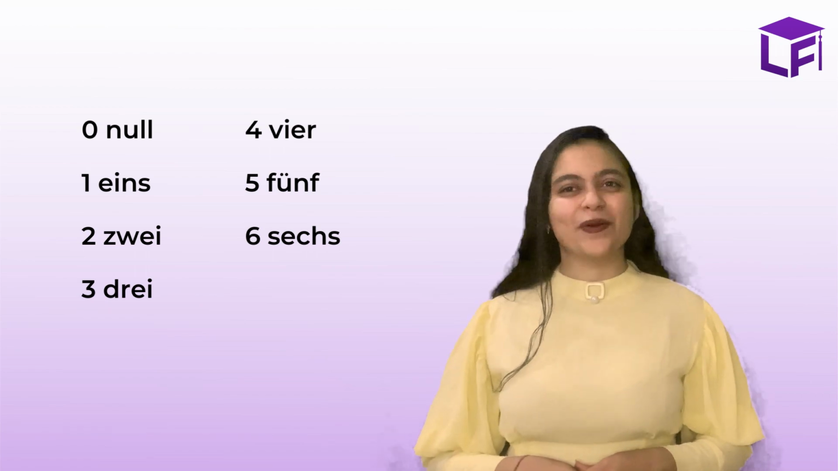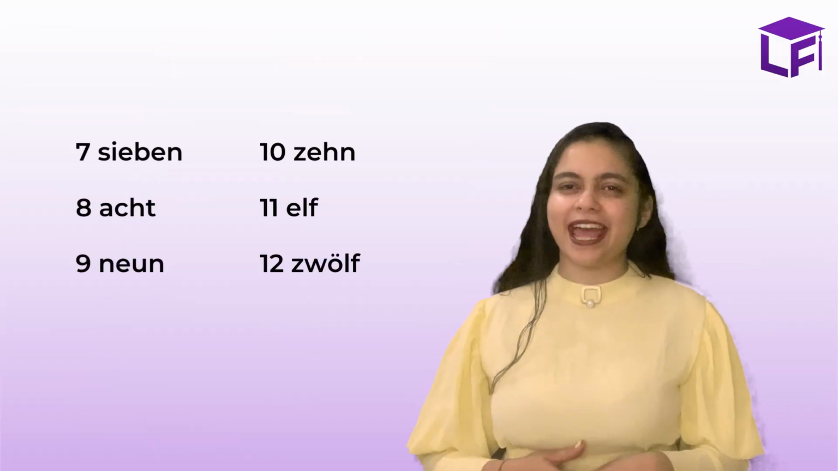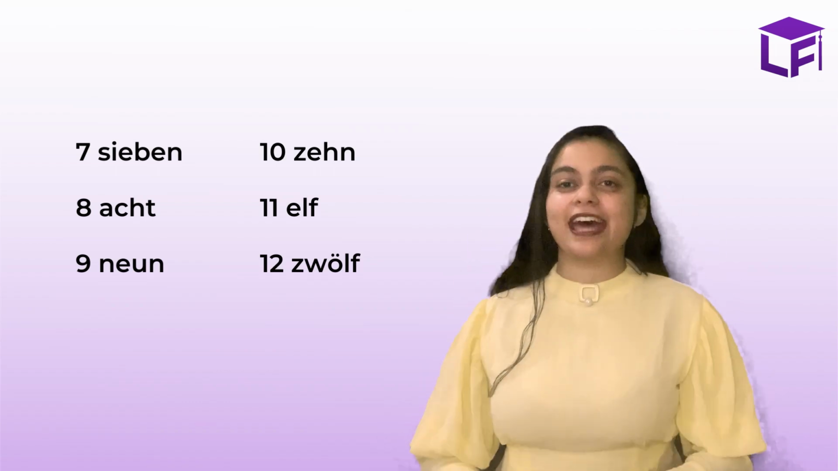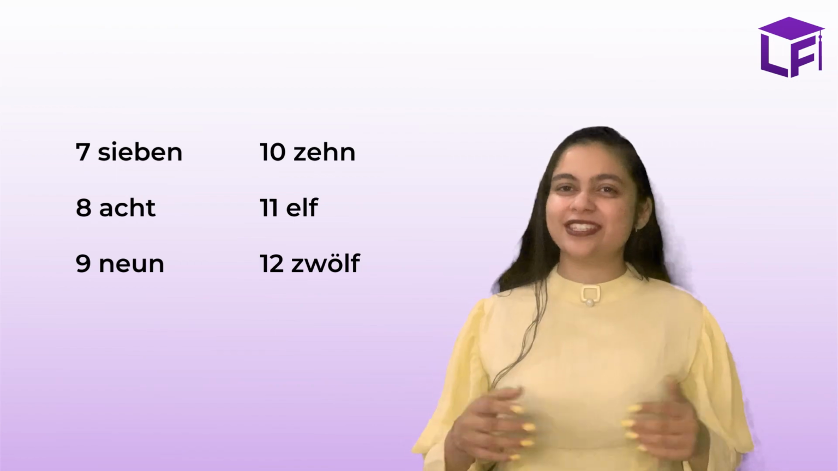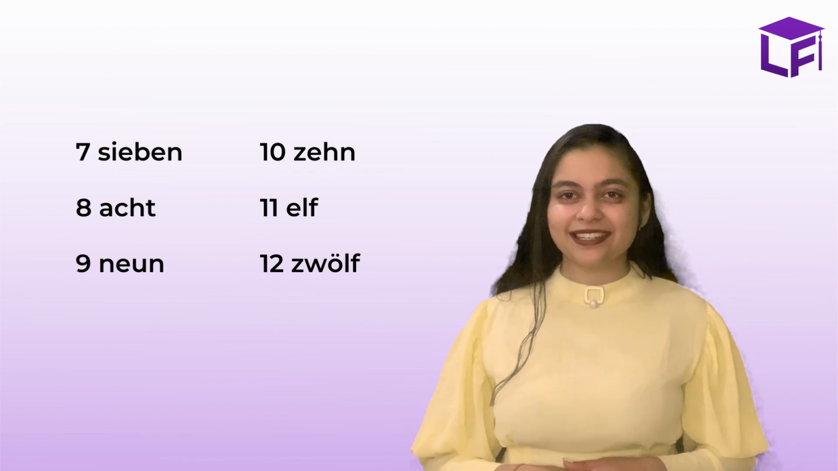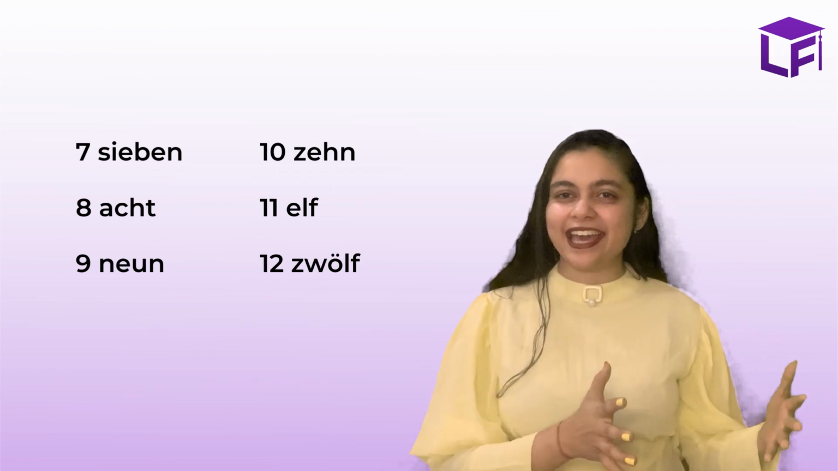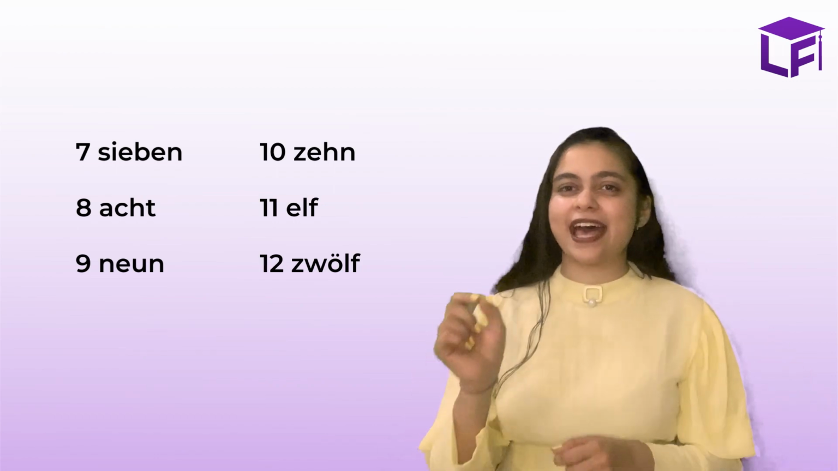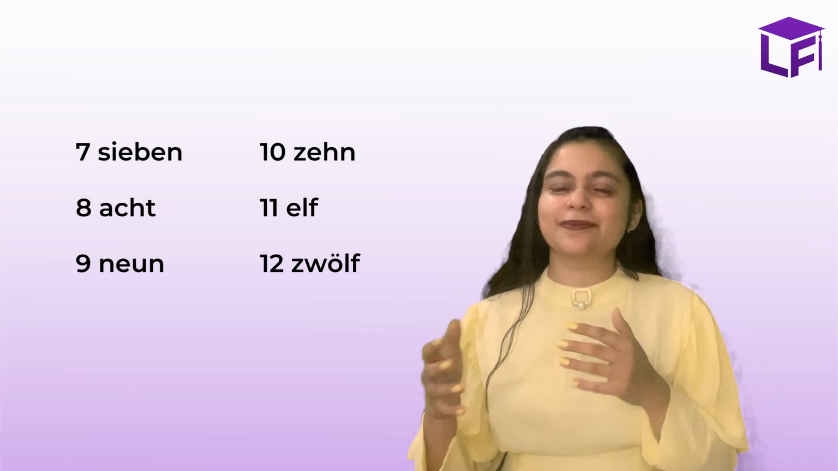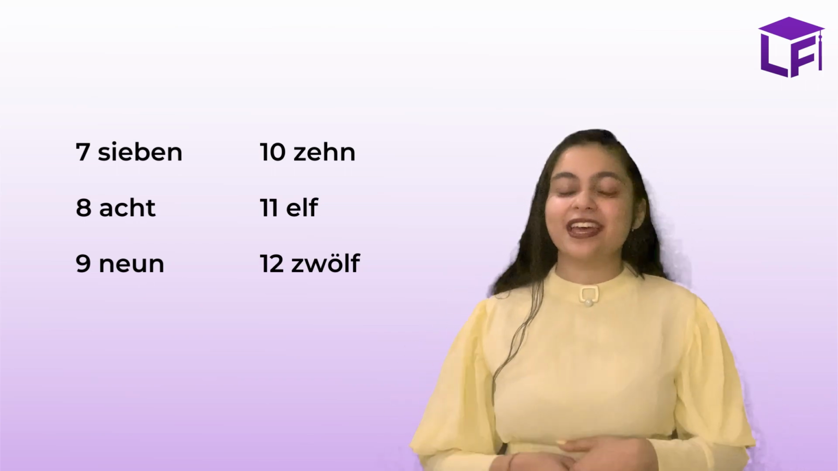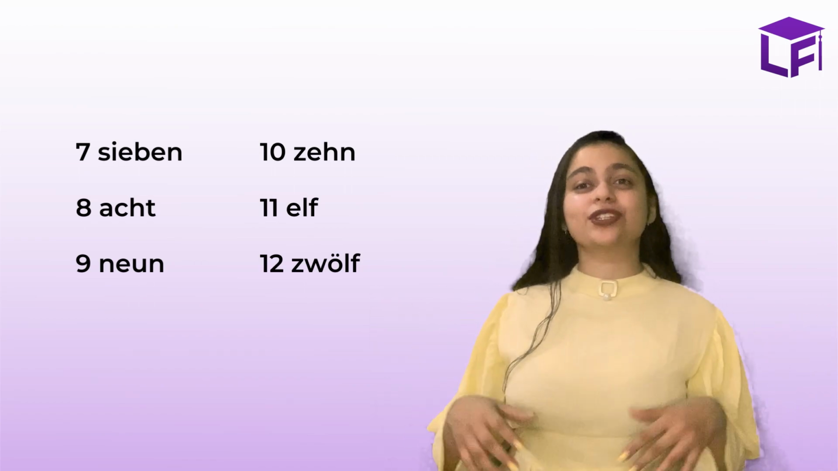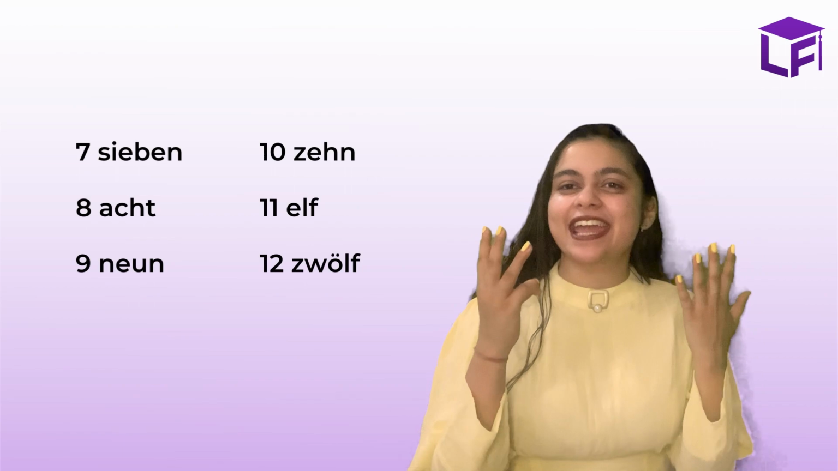Okay, let's move on to the next number now. The next number is 7, and 7 in German is pronounced as sieben. Now just like sechs, the sieben also has a z in it. So sechs and sieben. 6 and 7. Moving on to the next number, which is our 8.